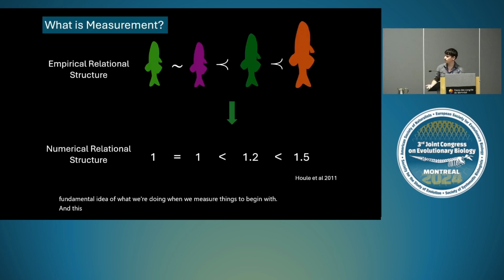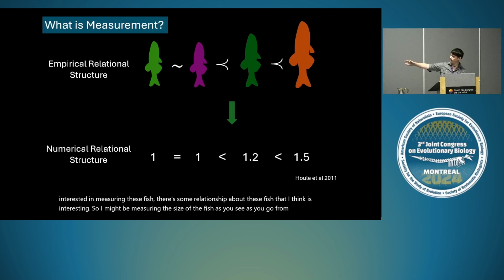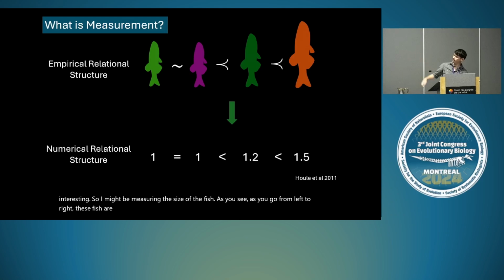And this is a process that everyone as a biologist is familiar with. For example, if I'm interested in measuring these fish, there's some relationship about these fish that I think is interesting. So I might be measuring the size of the fish. As you go from left to right, these fish are increasingly getting bigger. And if I think that ordinal relationship between the fish is important or interesting for whatever process I'm trying to model, I might create some sort of transformation process from those real fish into numbers, whether that's by just laying them next to each other or using a ruler, such that the relations between the numbers hold that relation that I think is interesting.